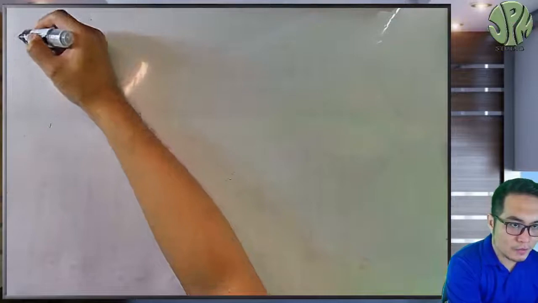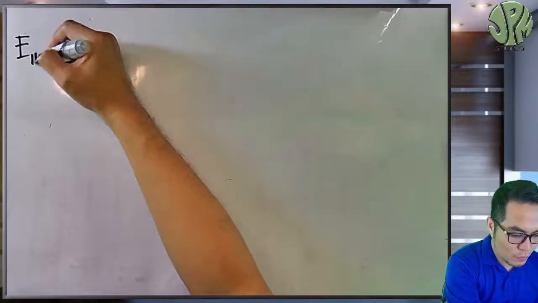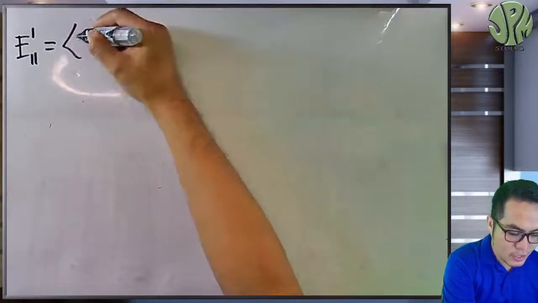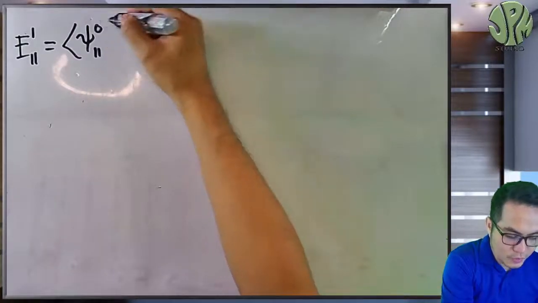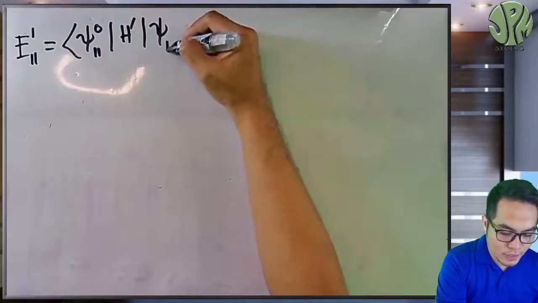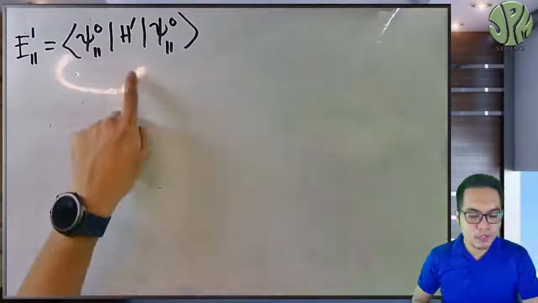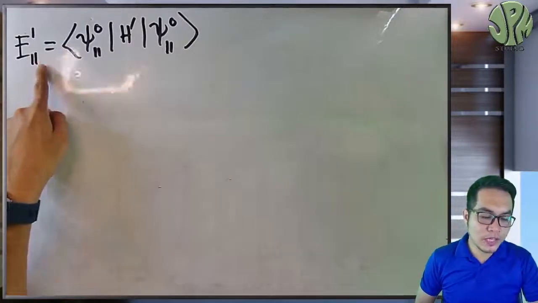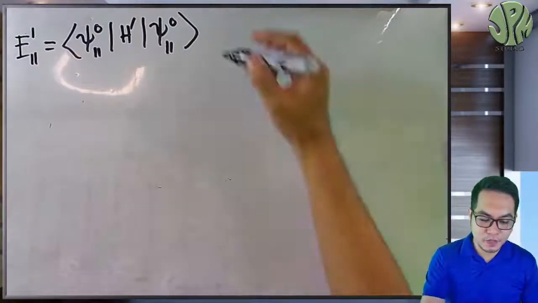So you will have E11, the first order correction of the ground state. You have the ground state psi 10, then the perturbation H prime, and then psi 10 again. You put your perturbation in between the ground states to get the ground state correction.